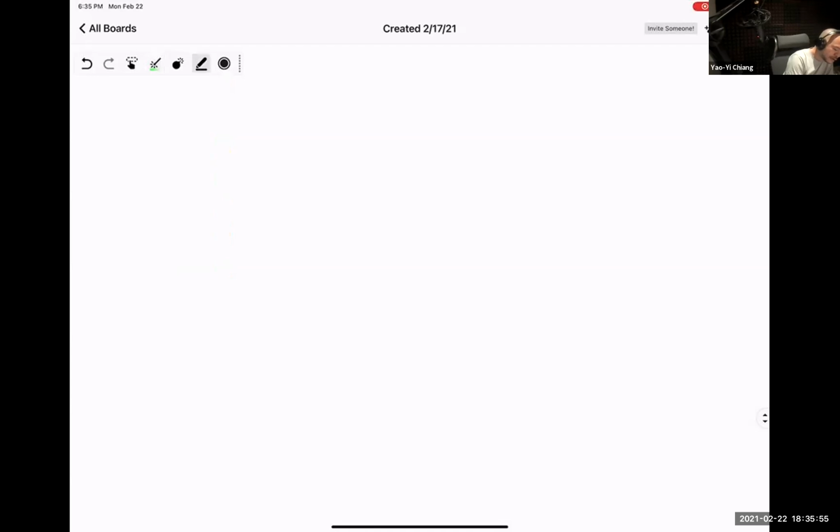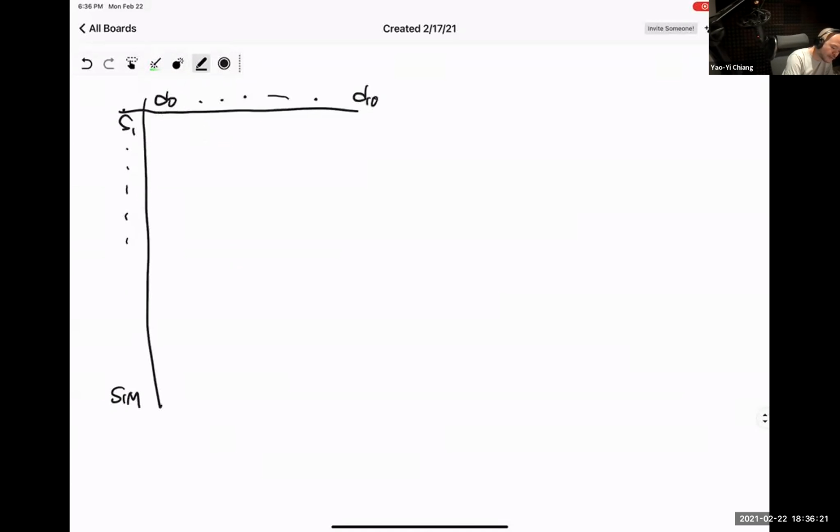Okay, so this is our S1. S1 median, dimension 0 to dimension 10 median minus 1. Oh, we don't have to minus 1 because we start from 1. I call this dimension, but this could be shingles, right?